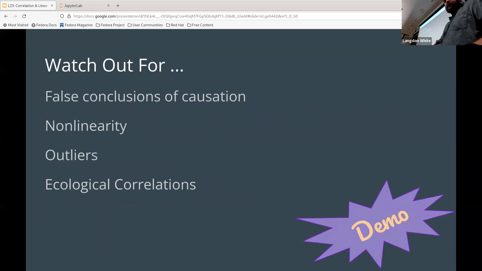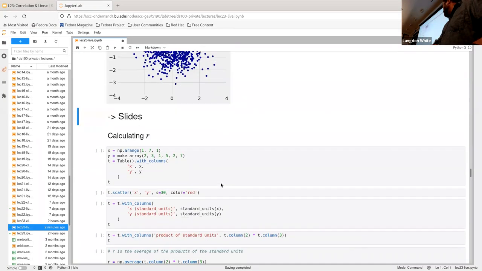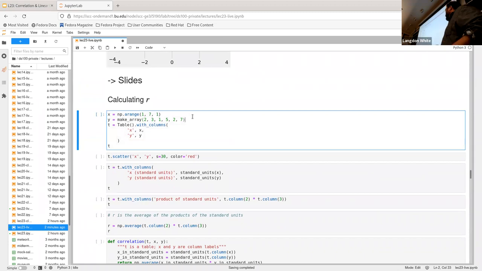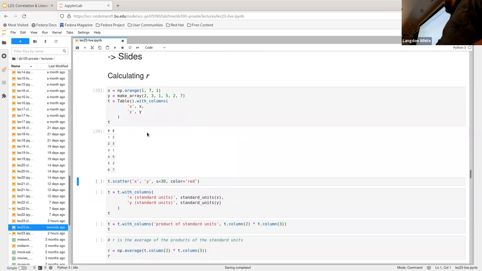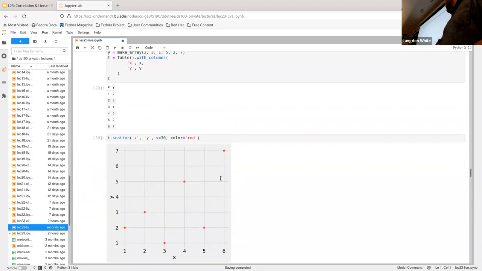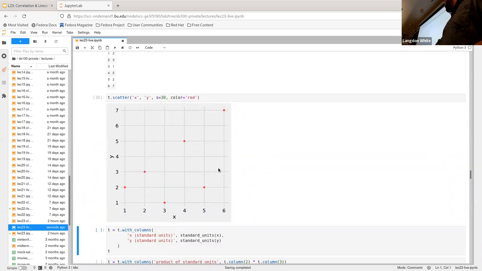Right. However, I feel like my little demo icon is in the wrong spot. Yeah, okay. So before we get to that, we'll calculate R. So what we do is we're just going to make a table to operate against, okay? That's not completely random data, but semi-random. As you can see, these are the points we're putting in our table. So we're just throwing a scatter plot in there so that we can use it as our example.